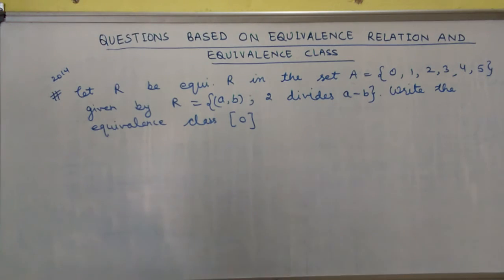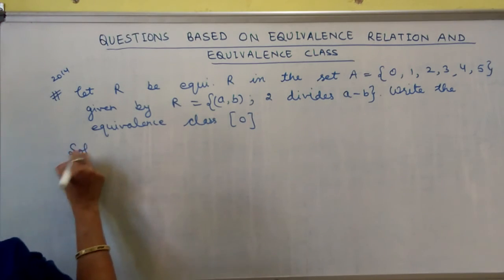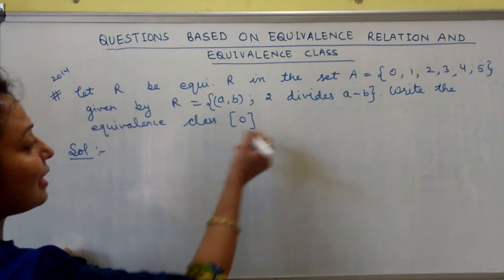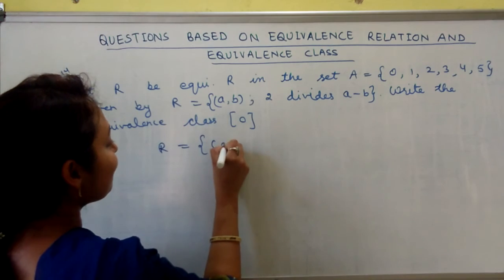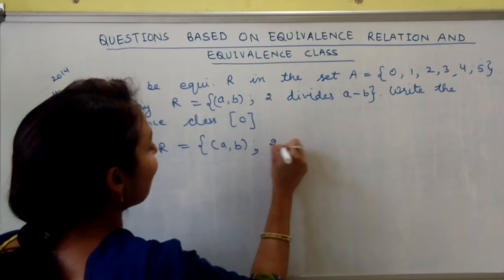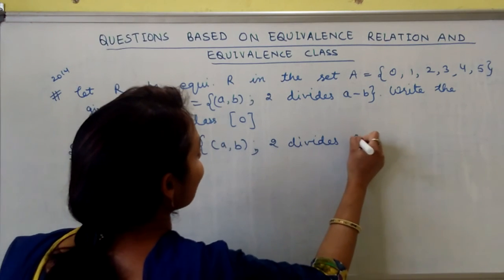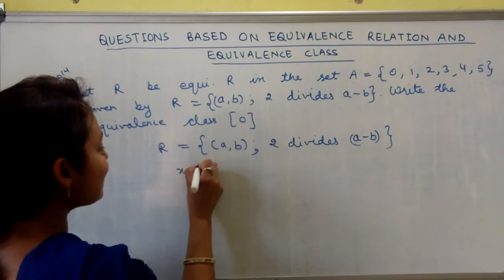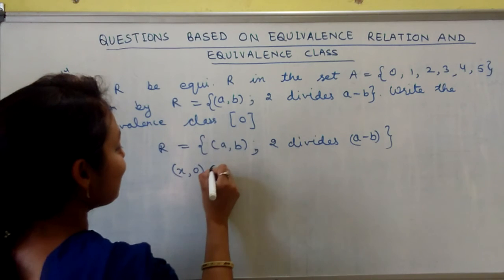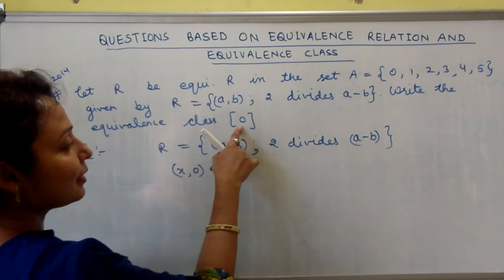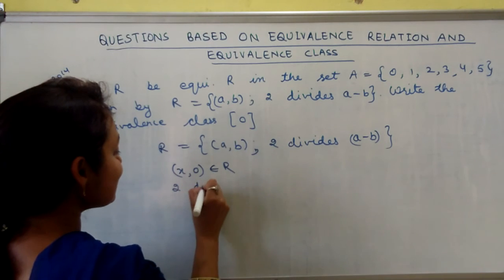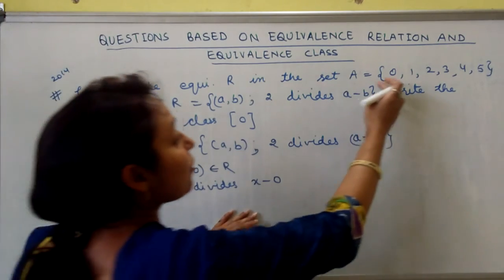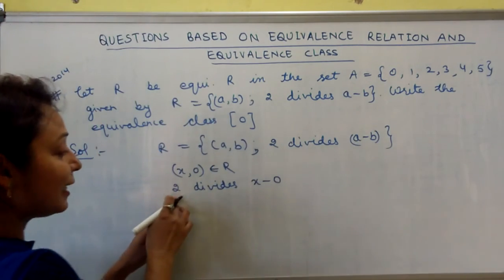How to find this equivalence class? It is given that it is an equivalence relation, and only an equivalence relation has equivalence classes. We have the relation R, that is (a, b) such that 2 divides a minus b. Now we have (x, 0), that means x is related to 0, because we have to find the equivalence class of 0. That means 2 divides x minus 0.